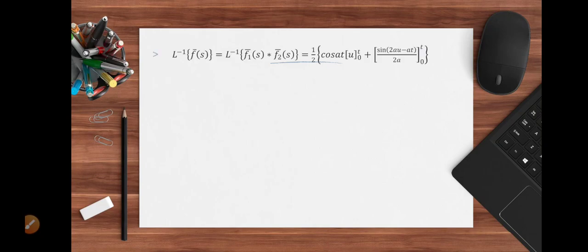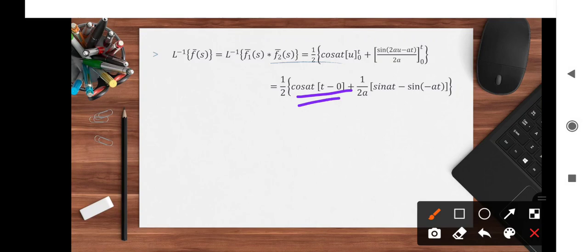So this is the previous step. Now you have to put upper limit as u equal to t and lower limit as u equal to 0. So it gives 1 by 2 cos at, multiplier this u with lower limit minus upper limit minus lower limit value, t minus 0. 1 by 2a is just a multiplier. Now put here u equal to t, you get sine of 2at minus at, that is simply sine at, minus lower limit u equal to 0. So sine of 0 minus at, that is sine of minus at.